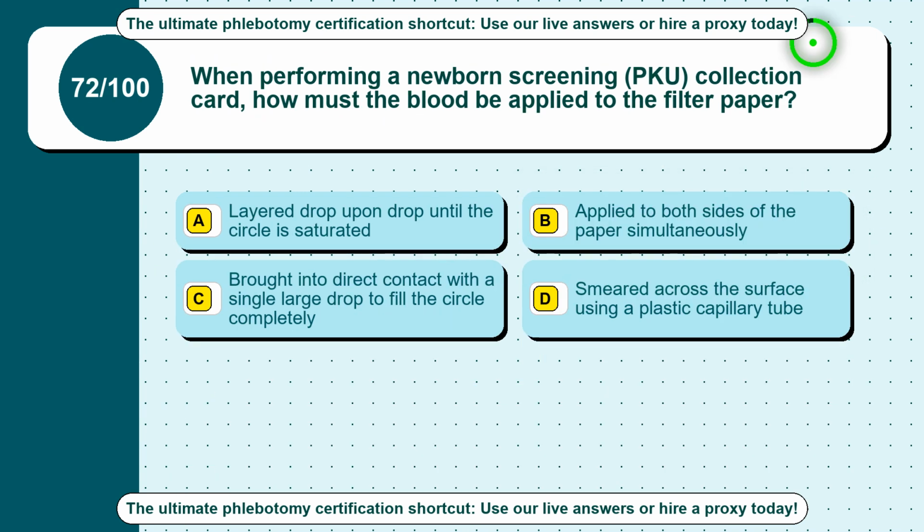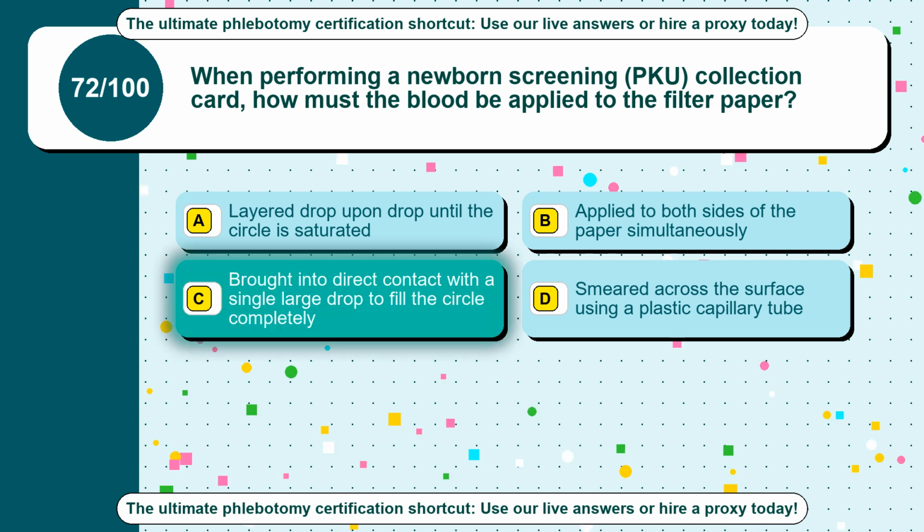Question 72. When performing a newborn screening, PKU, collection card, how must the blood be applied to the filter paper? Option A. Layered drop upon drop until the circle is saturated. Option B. Applied to both sides of the paper simultaneously. Option C. Brought into direct contact with a single large drop to fill the circle completely. Option D. Smeared across the surface using a plastic capillary tube.